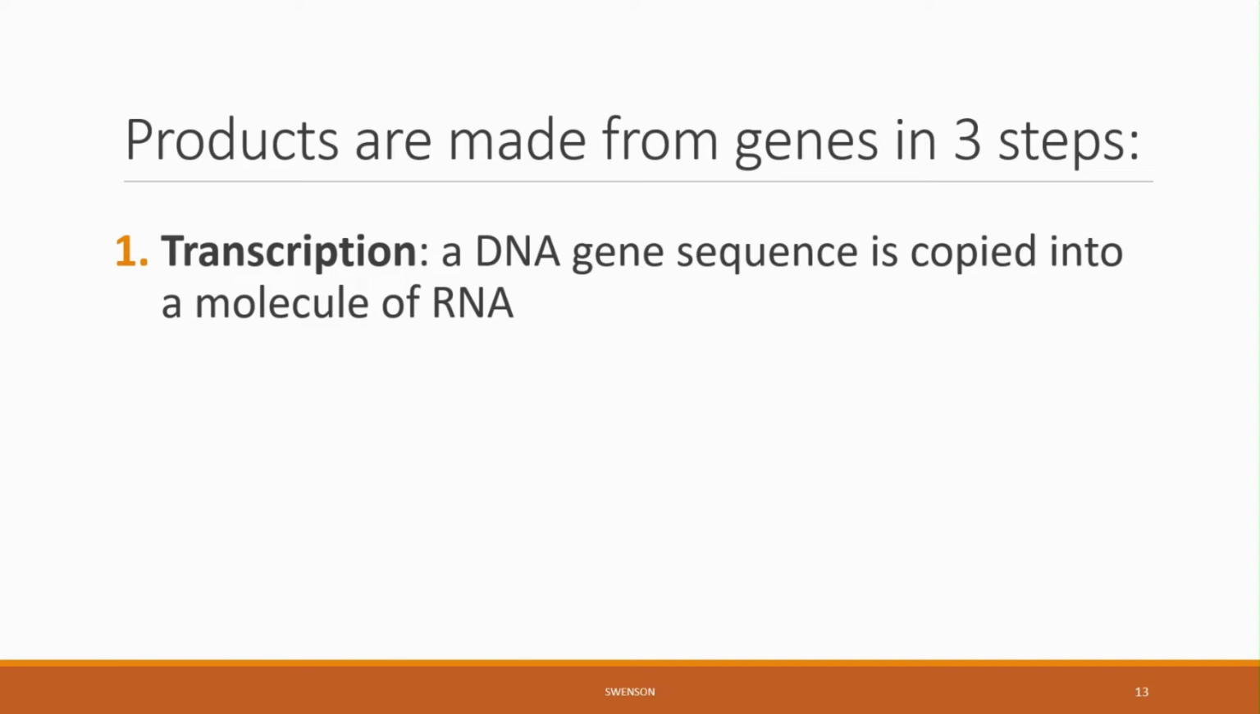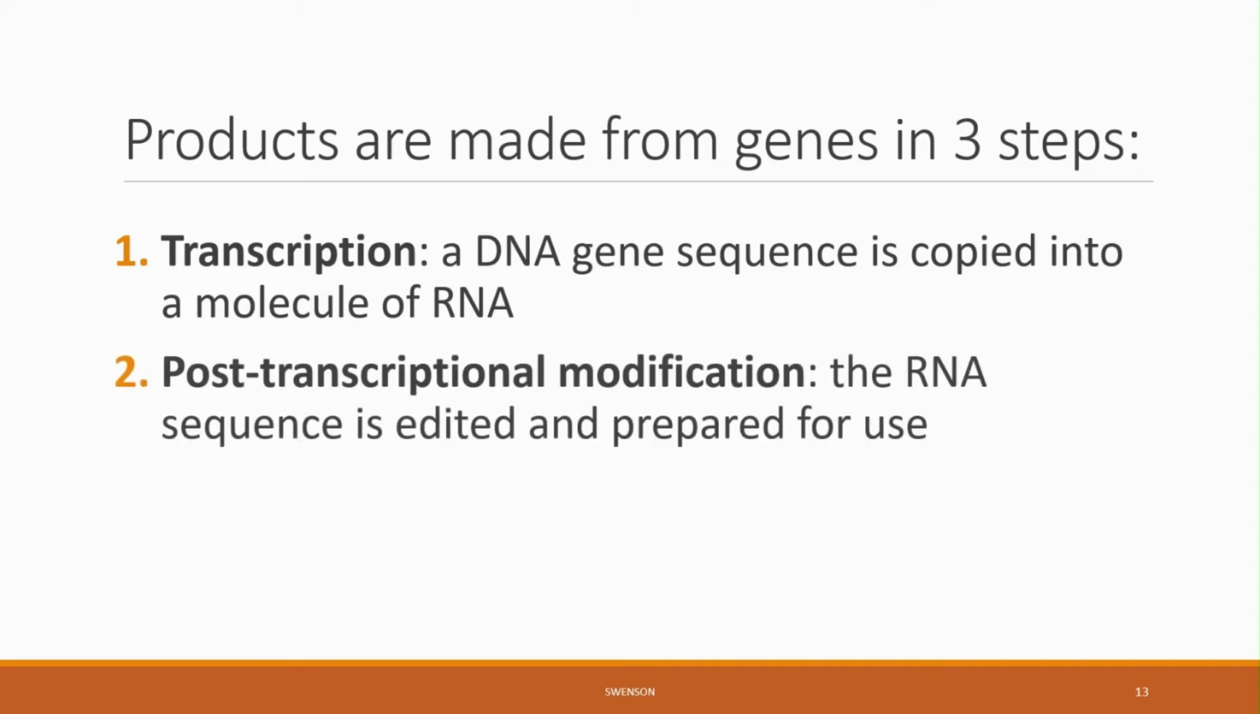First, the sequence of DNA code for a gene is copied into a molecule of RNA. This is called transcription because it is like you taking notes or transcribing. The second step is editing of the RNA sequence so that it is properly prepared for use. This is called post-transcriptional modification.